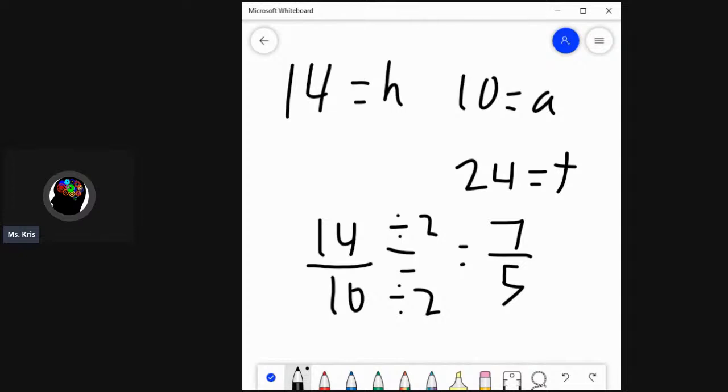which another way of writing the ratio would be 7 to 5. Whichever way you want to write it, that is how you would do the ratio.